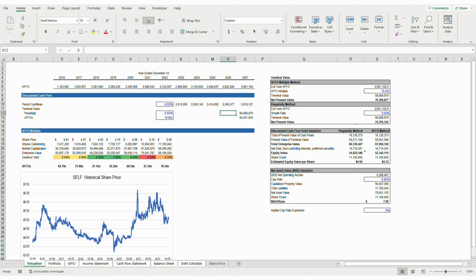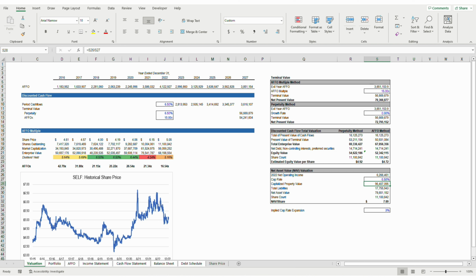Today, the share price of Self is around $5 a share. You can see that using the perpetuity method, the model with current assumptions values Self at $4.92 a share, while it values Self at $4.72 a share using the AFFO multiple to calculate terminal value.